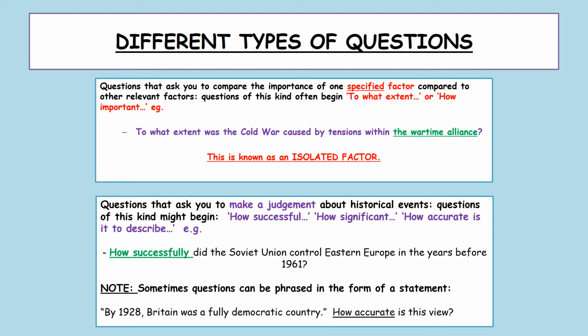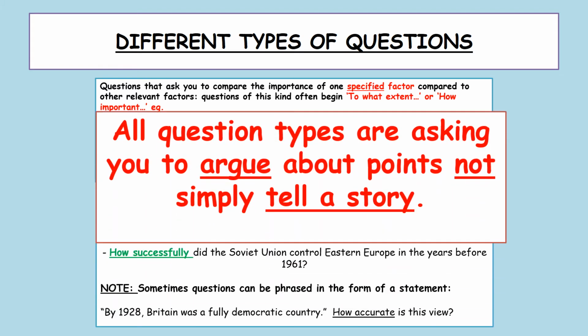Now, for all the question types that you're being asked in Higher History, you're being asked to argue about points and ultimately decide usually what factor was the most important or how successful, say, the Labour government was in dealing with the social issues facing people in Britain. So you're looking to argue about points, not simply just tell a story.